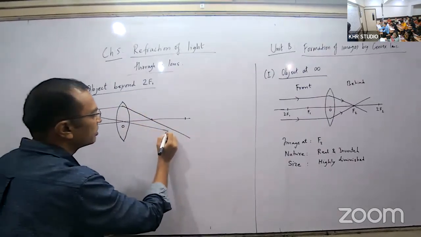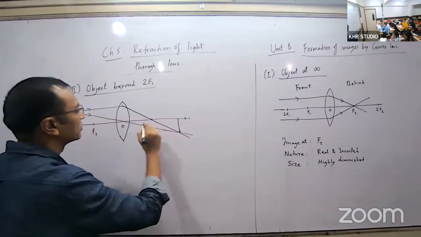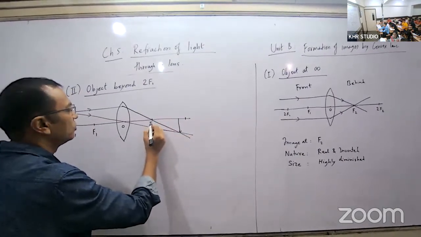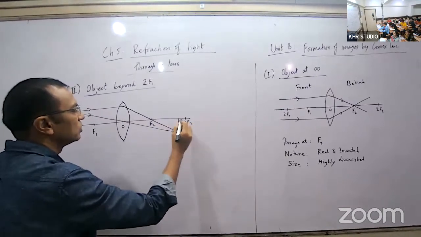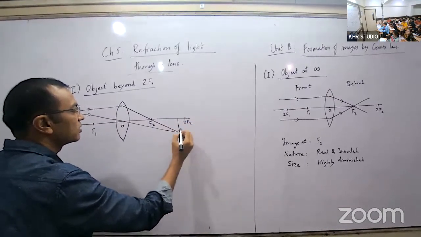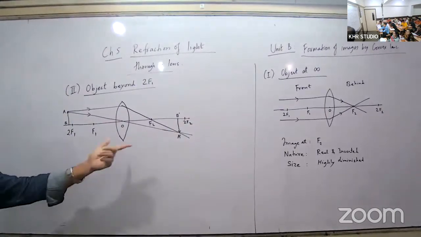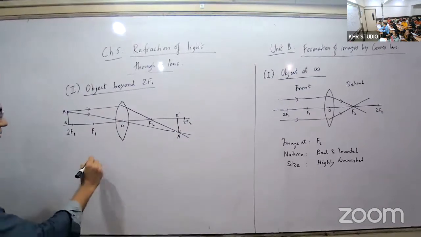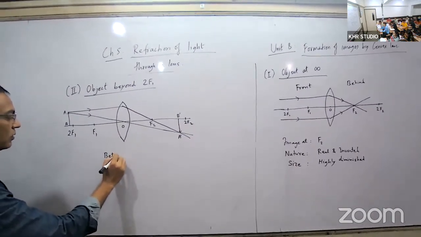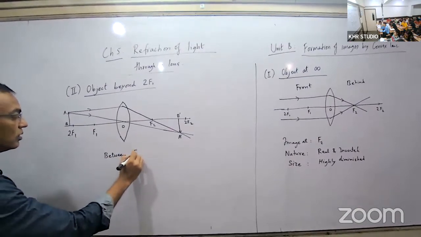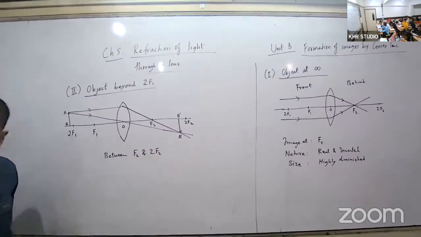Where are you getting the image? You're getting the image also. This is F2. This is A dash and B dash. So where is the image forming? Between F2 and 2F2. Nature, real.